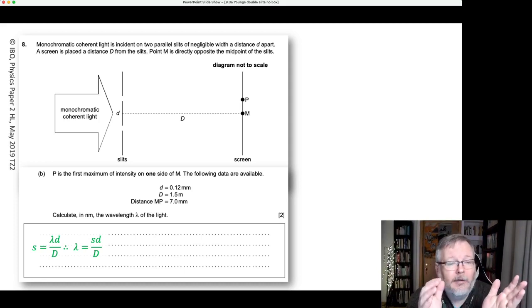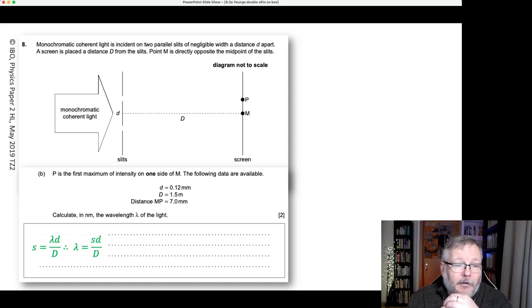So the obvious equation, if you've been looking at the topic, would be the fringe separation, distance in this case from M to P, equals the wavelength multiplied by the slit separation divided by the distance. Rearrange that and you get that the wavelength equals the slit separation multiplied by the fringe separation divided by the distance.